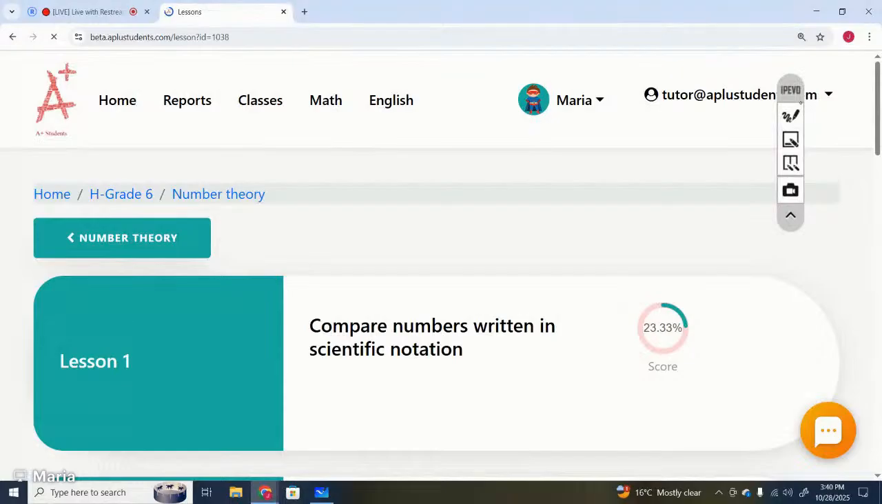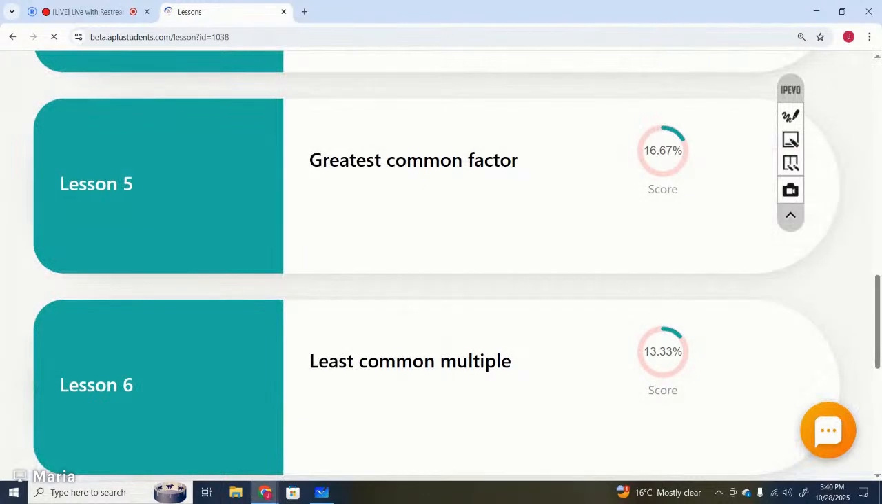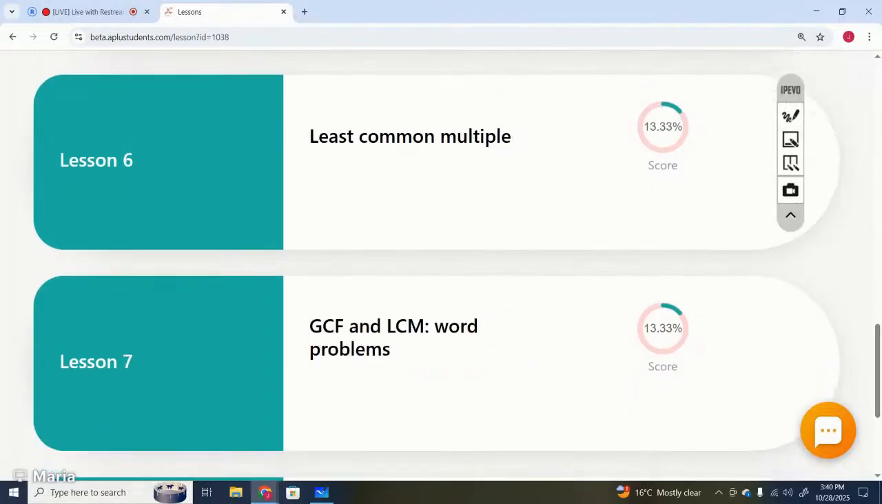We were working on the grade 6 math chapter, number theory. The lessons we have done are least common multiples, LCM and GCF word problems. So please make sure before the next session you complete all the practice questions for the lessons you just did. That is your homework until next session.